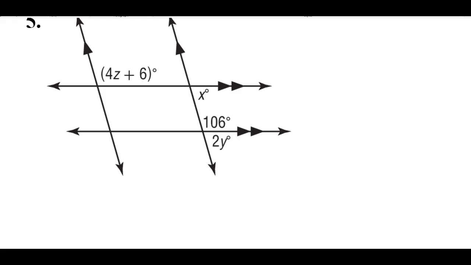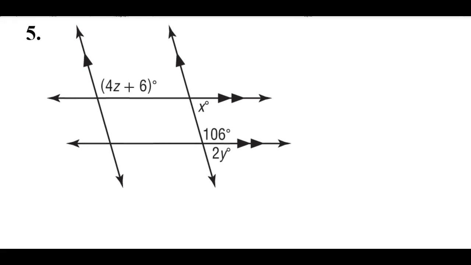Okay, so down here I have 3 variables. I'm going to set this up into 3 parts. I kind of have to find the variables in a specific order. The first one I can find is 2y, because from my picture here I can see that 2y plus 106 is going to equal 180. Okay, so solve that first.